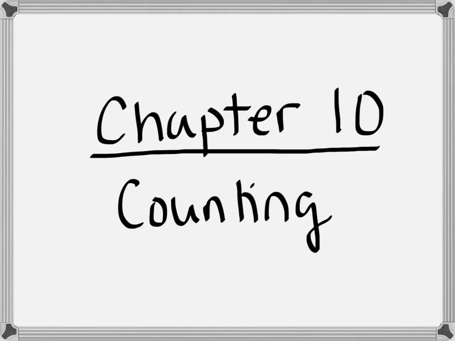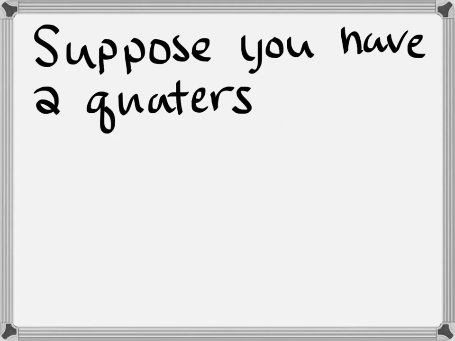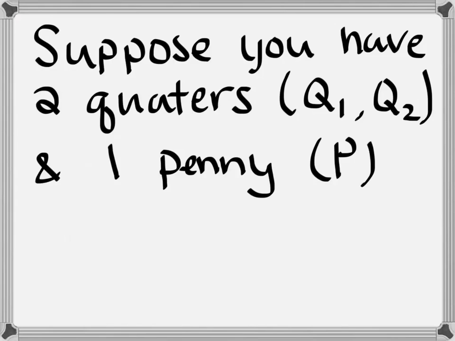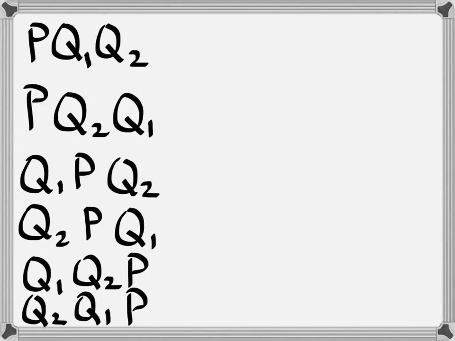Today we're going to talk about distinguishable arrangements and how to count them. So suppose we have 2 quarters, which we'll label Q1 and Q2, and 1 penny, which we'll label as P. How can you arrange the coins? Well, we could have P, Q1, Q2, we could have P, Q2, Q1, or we could have Q1, P, Q2, Q2, P, Q1, and then lastly we could have Q1, Q2, P, or Q2, Q1, P.